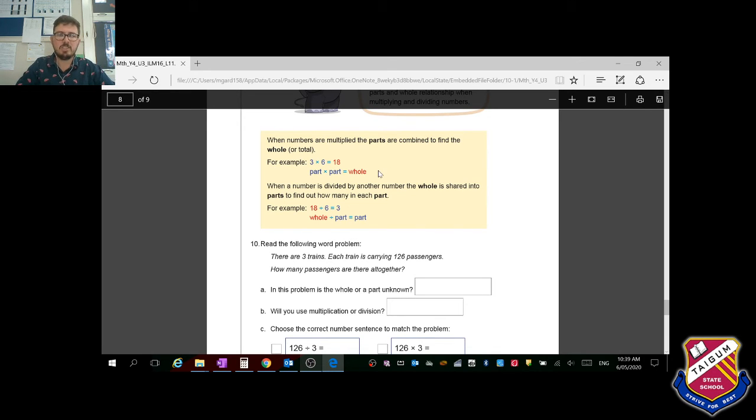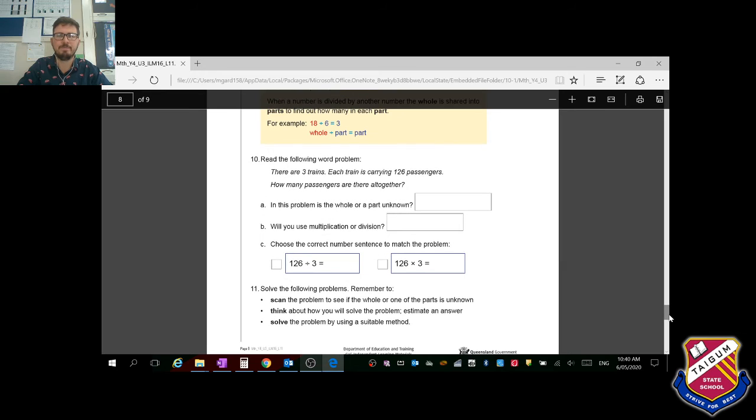Now here is just a reminder. Multiplication is repeated addition, so it's a part multiplied by a part gives a whole. Division is like subtraction. Whole divided by a part gives another part. Okay, so keep that in mind.